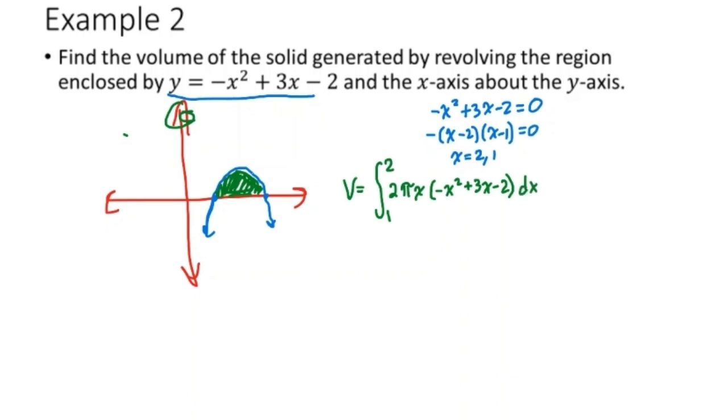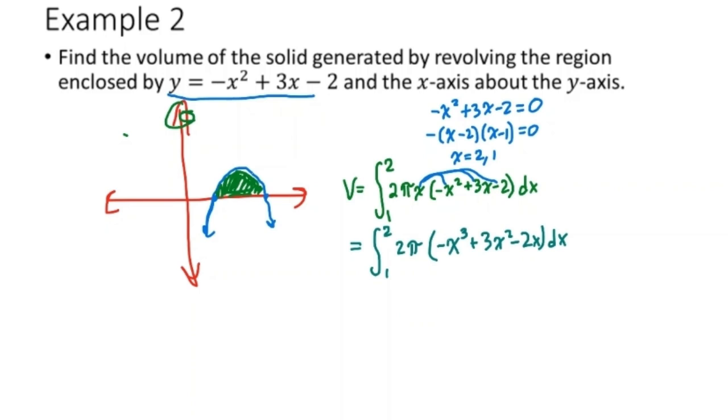Now, the problem with this integral is that there is no product rule to find the antiderivative, and a substitution won't work, since if I make u negative x squared plus 3x minus 2, the du would be negative 2x plus 3, which wouldn't help us substitute away the x. So what we're going to do is distribute in the x. That way, there's no more multiplication with polynomials. And then I can find the antiderivative of negative x cubed plus 3x squared minus 2x using power rule.